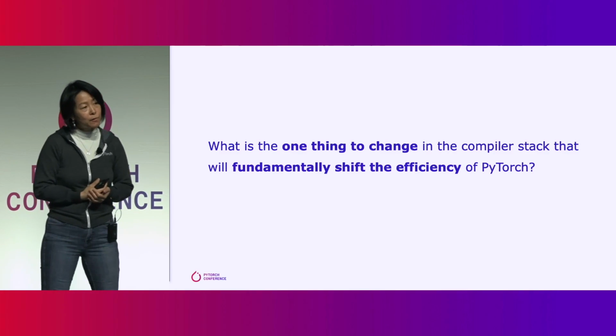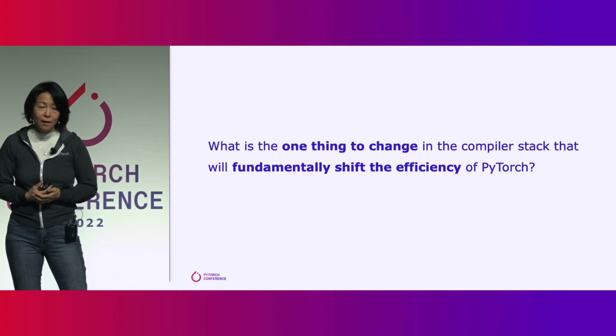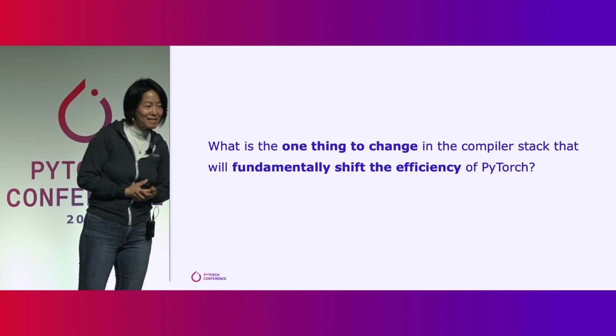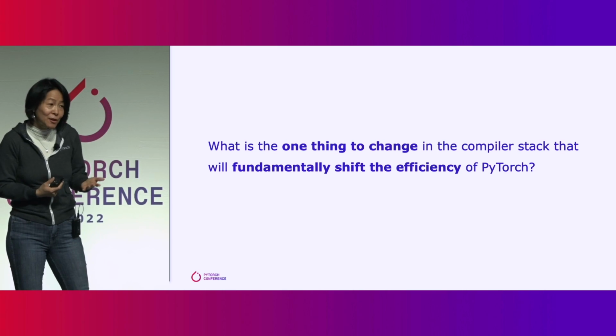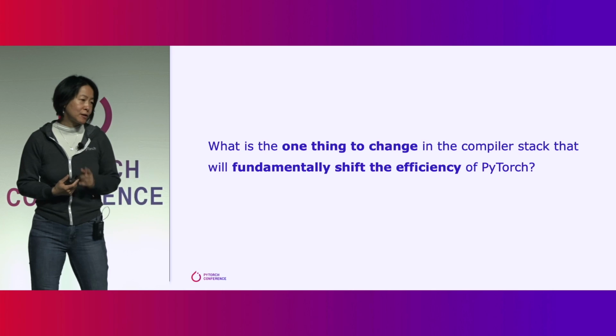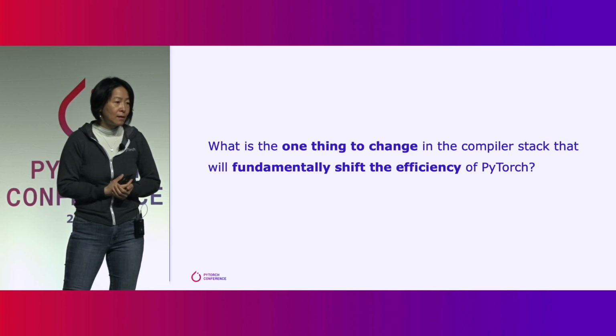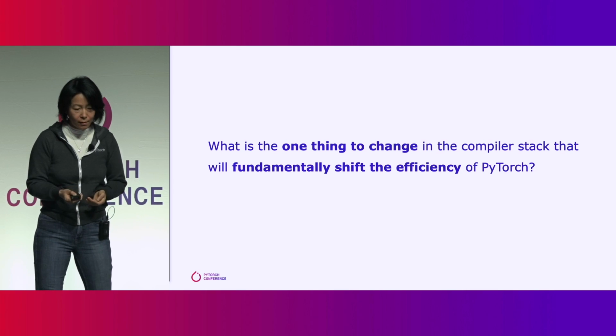It starts with asking this question: what is one thing that we could change first in the compiler stack that will fundamentally change the efficiency of PyTorch? It's not a new compiler optimization. It's not even a new compiler backend. Actually, the key first move lies in the top part of the compiler, which is the graph capture.